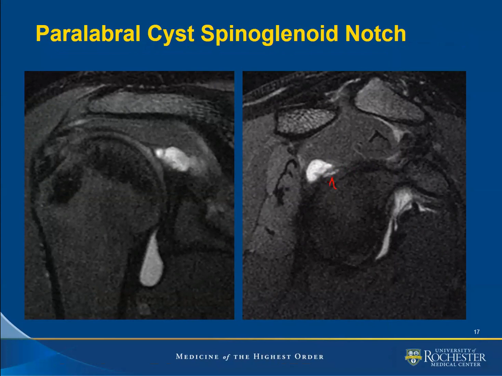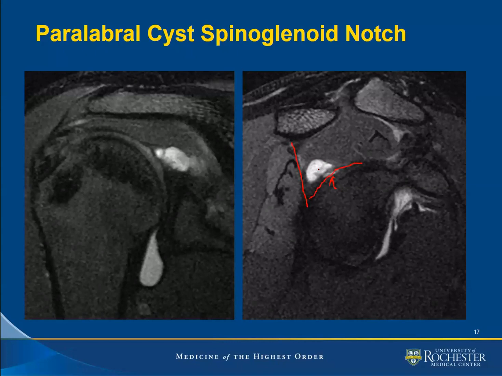Here we have a posterior superior labral tear, which I'm not showing on these images. However, the posterior superior labral tear is feeding through this neck into a ganglion cyst or paralabral cyst, which in this case is located in the spinoglenoid notch. The spinoglenoid notch is demarcated by the spine of the scapula and the glenoid.